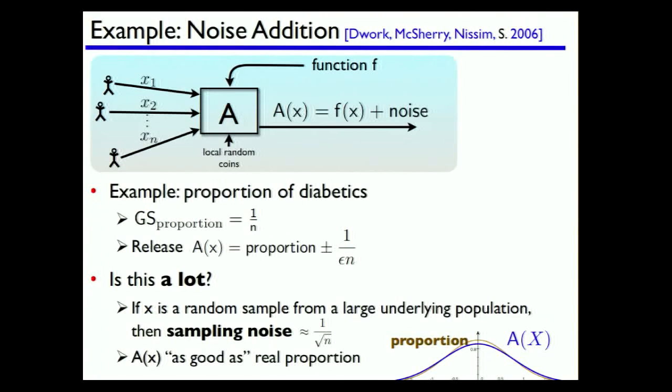And so the noise I'm adding for privacy is considerably less than that for large n. This goes to 0 much more quickly than this quantity. What that means is that this quantity a of x is essentially as good as the real proportion, at least for statistical inference. In as much as you want to know about some underlying population, this amount of noise is not getting in the way. So that's some crude way of calibrating whether we're distorting things too much or too little.